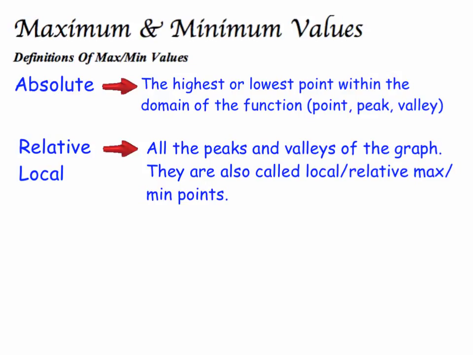If it was an x to the fourth graph or x to the fifth graph, then you can have relative max and min points, or sometimes called local max and min points, because there's more than one hump and valley or peak in the graph.